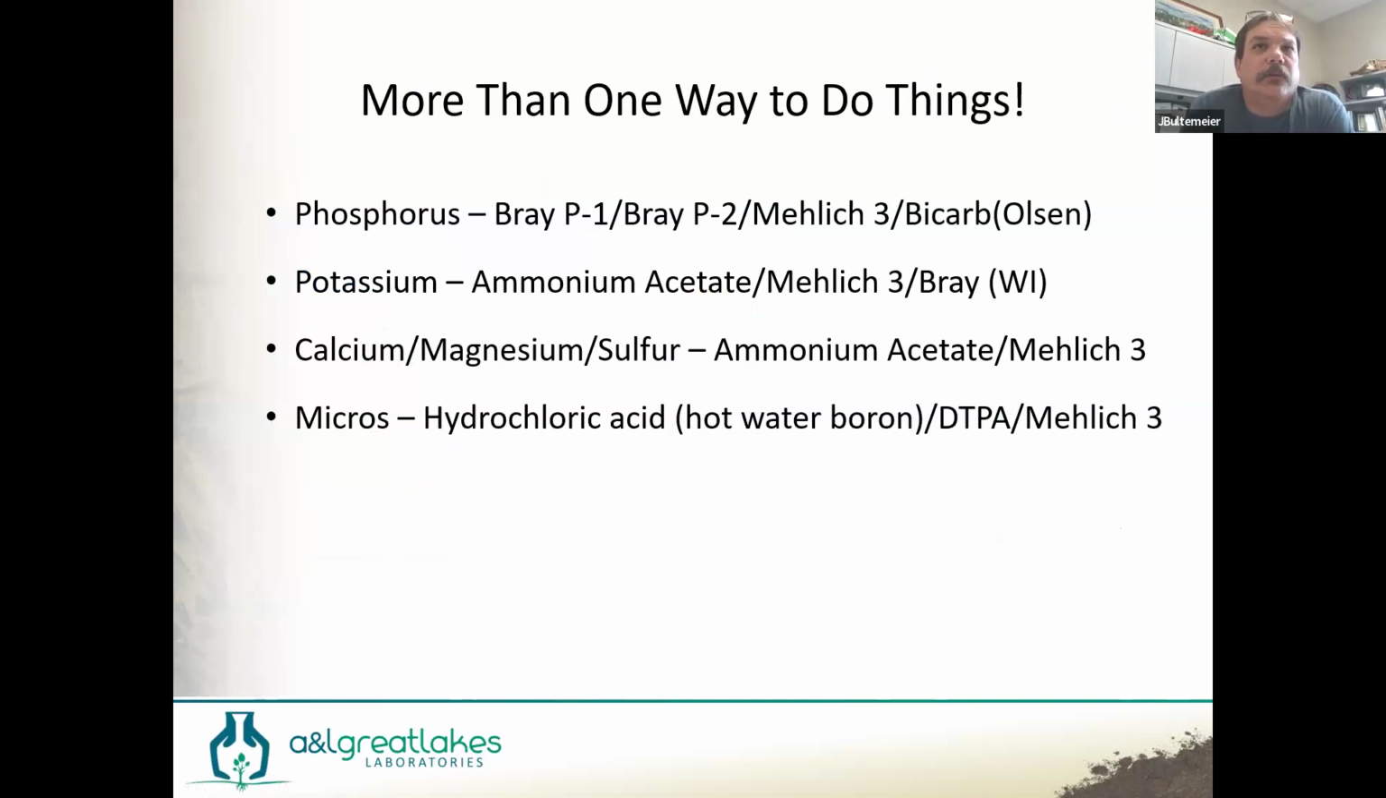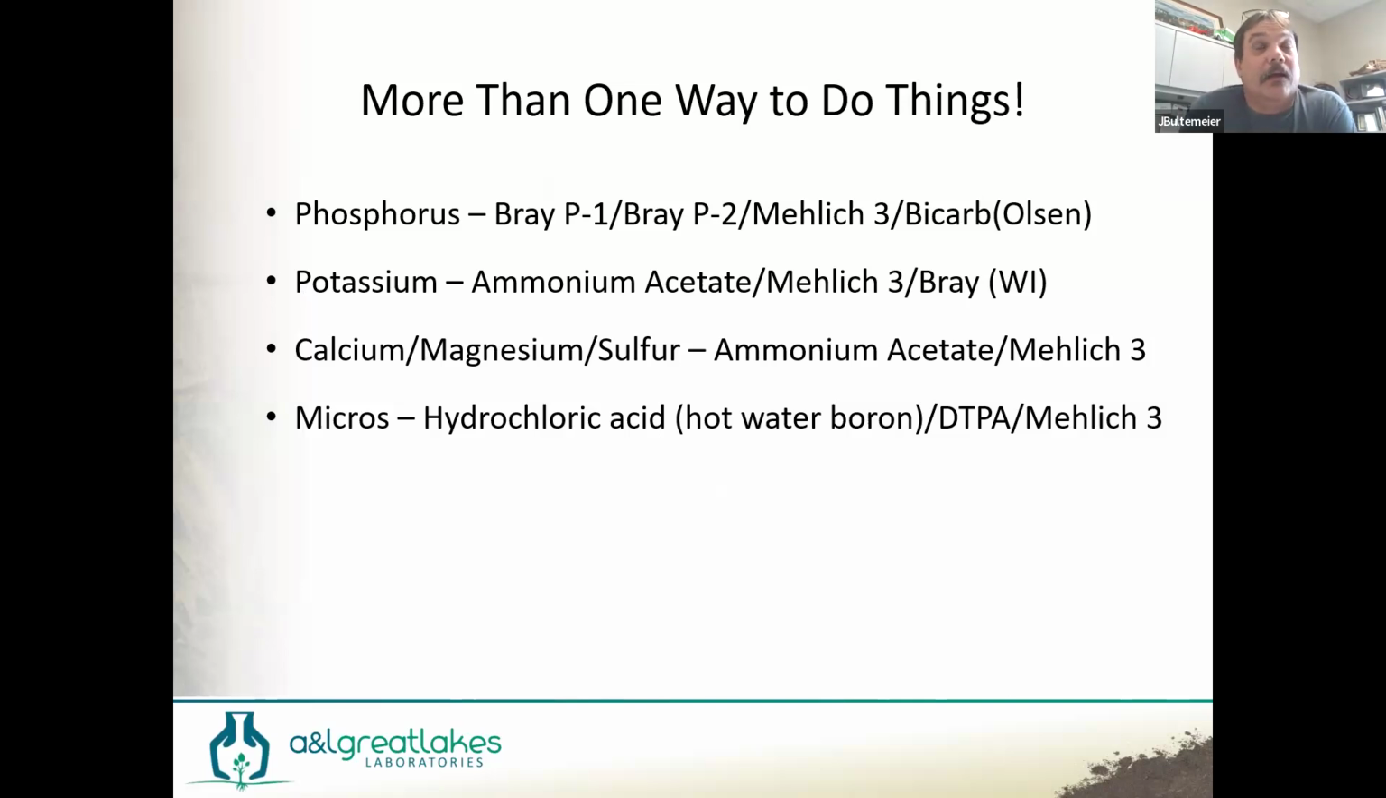But there's also what's called a bicarb, and this is used very sparingly in our region. We sometimes run into soils with very high pH, and it will neutralize our acids. So if the acid is neutralized, it doesn't work real well. So at a very high pH, sometimes we'll lean on what's called Olsen. It's a noticeably different method.